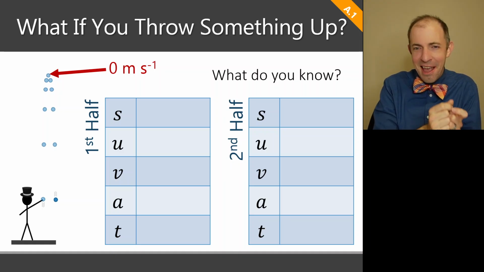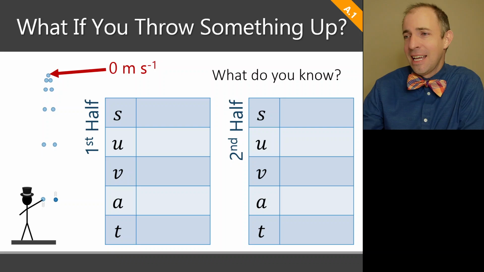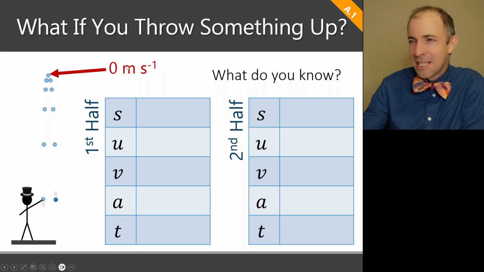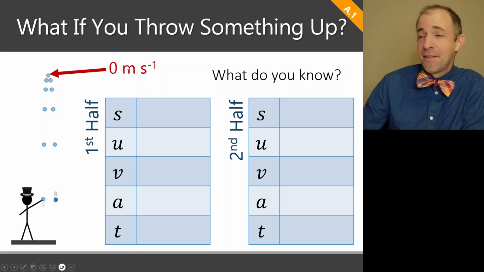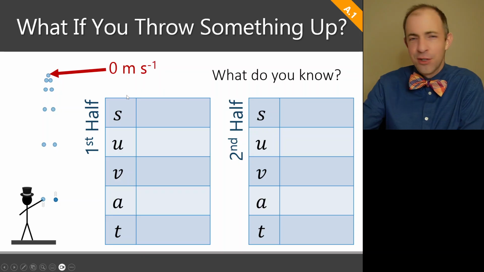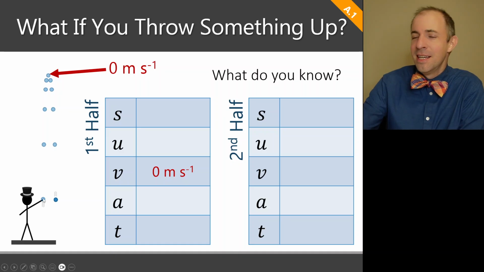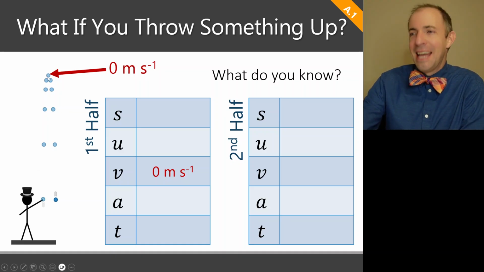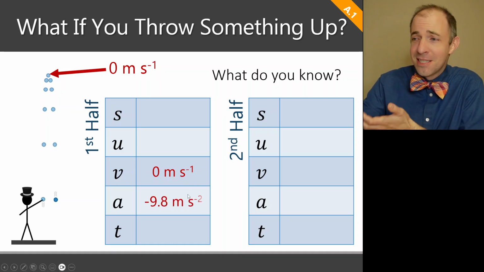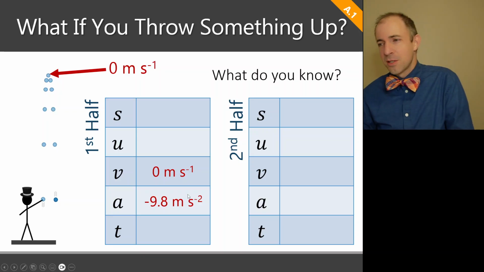The motion started at the hand and it ends basically at the hand. So the only way we can access that 0 is if we cut this in half. Basically look at just the first half or just the second half. If all I'm looking at is the first half, my final velocity is 0 because the motion starts in my hand and it ends at the top. And the acceleration is a negative 9.8 meters per second squared.